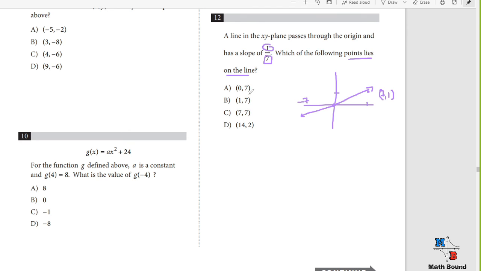Well, (0, 7) is not going to be on our line because otherwise we'd be somewhere over there. (1, 7) is not, because otherwise the line would be very steep. (7, 7), again, that would be straight diagonal, 1 for 1. Right, 7 over 7. That does not work. So we only have one choice, (14, 2). Well, if we go up one more and move 7 units to the right one more time, guess what? So yes, (14, 2) is going to be a point that lies on the line.